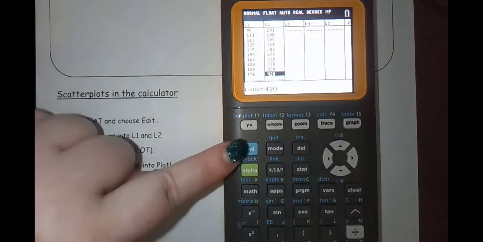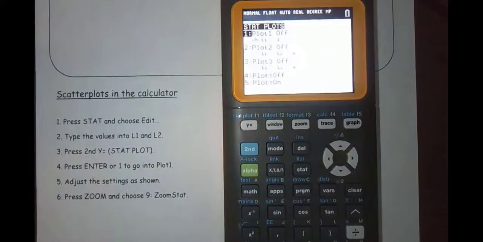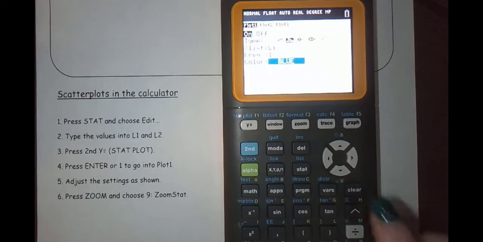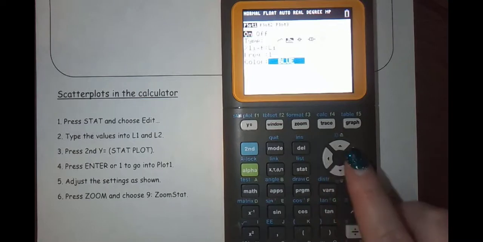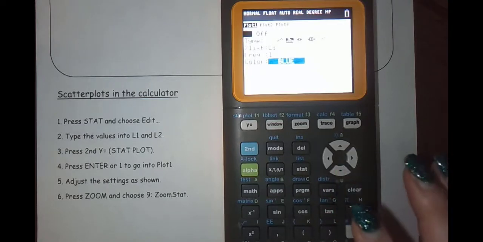So now that I have everything in my list, I want to press second and then stat plot. The first thing I've got to do is make sure my stat plot is on. I go into this first one by pressing enter, and I make sure it's on by highlighting the on using the left and right button. You see how it's blinking over on? My stat plots are now on.